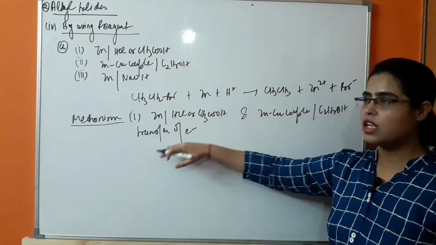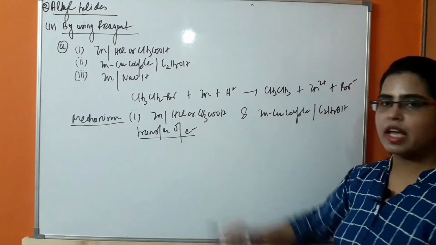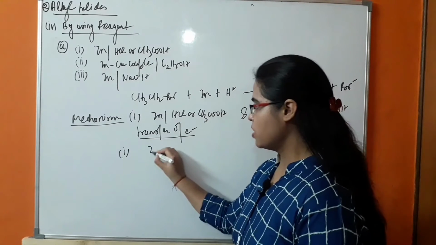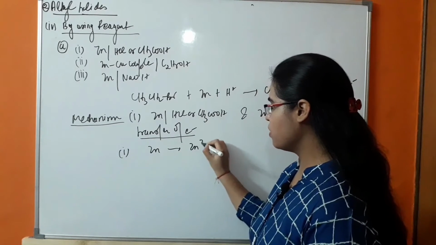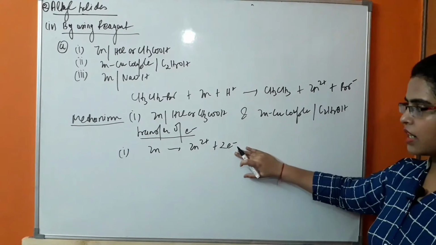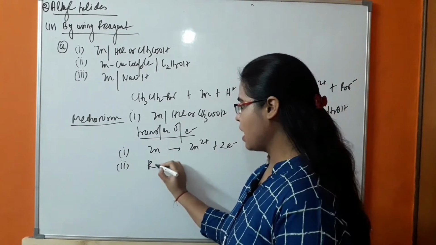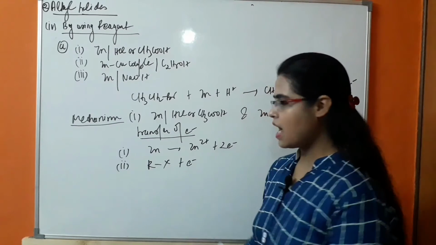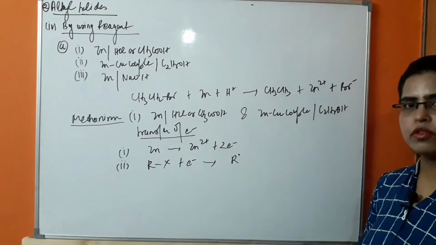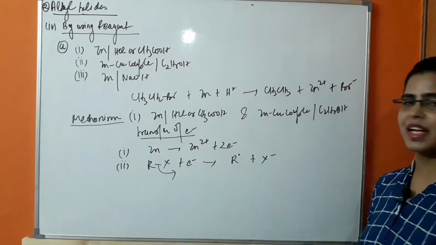Okay? So in this case, the alkyl halides are changed to alkane by the help of transfer of electrons. Okay? So what will be the mechanism? First, zinc will oxidize to give Zn2+ and release 2 electrons. These electrons will participate in the second step. In the second step, alkyl halide will react with one of the electrons and there will be a formation of free radical. This X will be removed as X minus.